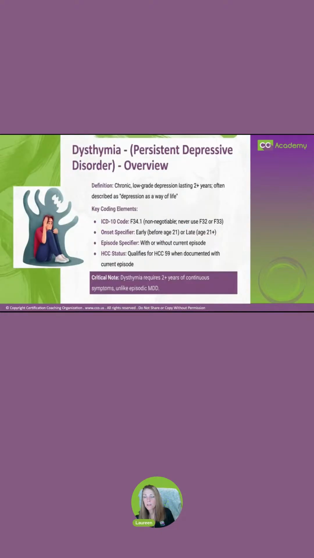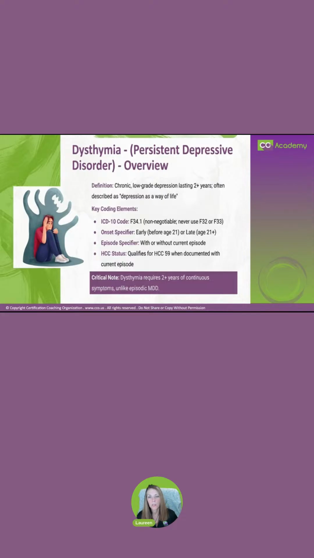Okay, so now let's talk about dysthymia, which is also called PDD, persistent depressive disorder. This one is different from the MDD. It's chronic low-grade depression that lasts for 2 years or more. Remember that, 2 years or more. Some people will describe it as depression as a way of life. It's not as severe as the MDD, but it's constant. It just doesn't go away.